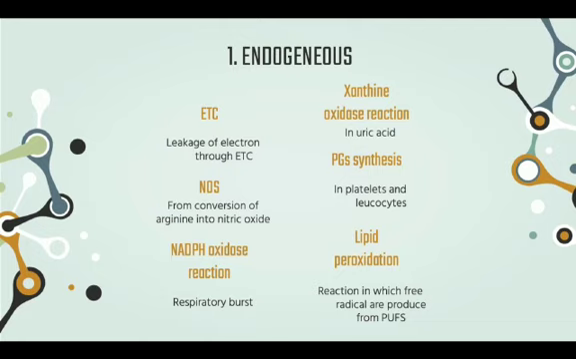Fifth one is during the prostaglandin synthesis in the platelets and leukocytes, there is a generation of ROS. Prostaglandin is a cyclic fatty acid bearing hormone-like effects such as uterine contractions.